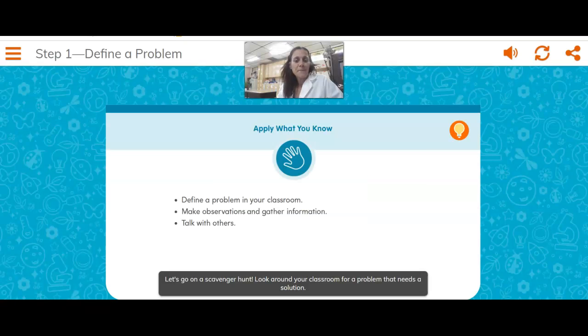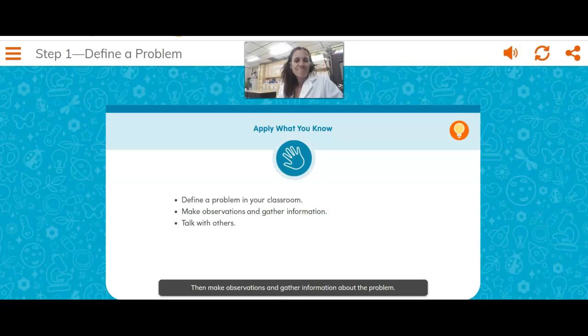Let's go on a scavenger hunt. Look around your classroom for a problem that needs a solution. Define the problem. Then make observations and gather information about the problem. Finally, talk with your classmates. Tell what you know about the problem.